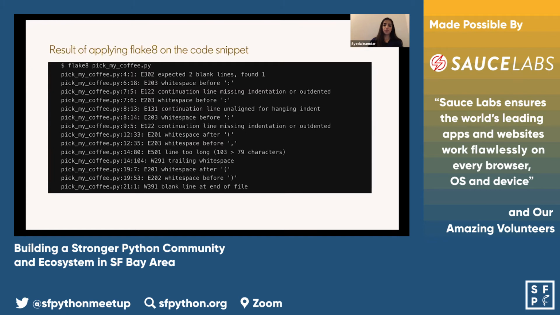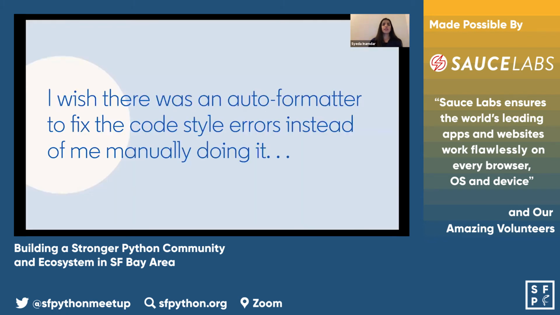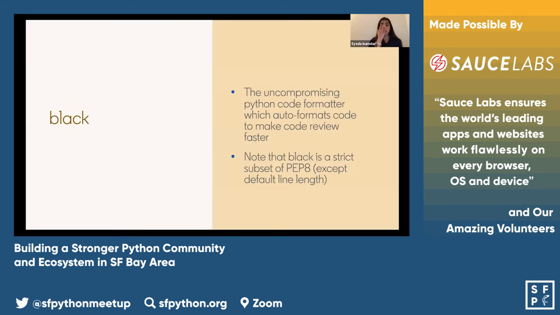I wish there was some auto formatter which would help fix those errors. And there are actually a few out there, but I'm going to be talking about the auto formatter called Black. Black is basically a highly opinionated code formatter. Once it is applied to the code base before it's submitted for review, it helps make reviews more streamlined, just because it's in the same format that you expect.